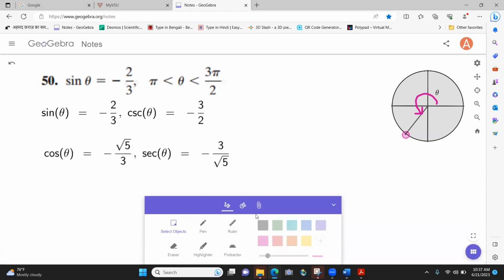All right, guys. Now I have to find tan. Remember, tan is sine over cosine. This will cancel. This will cancel. 2 over square root of 5 is your tangent.